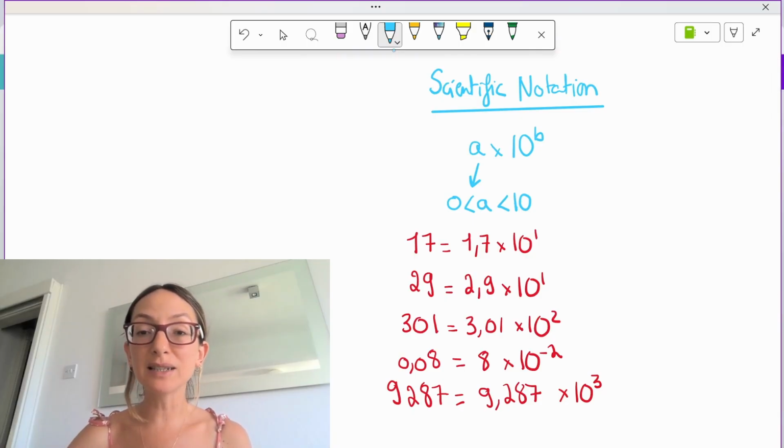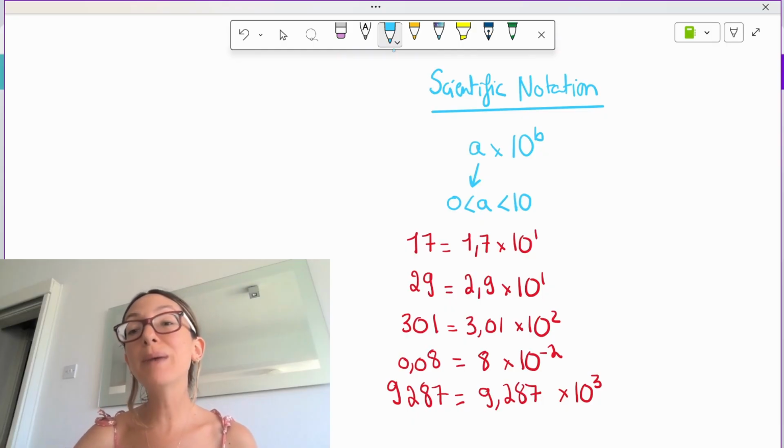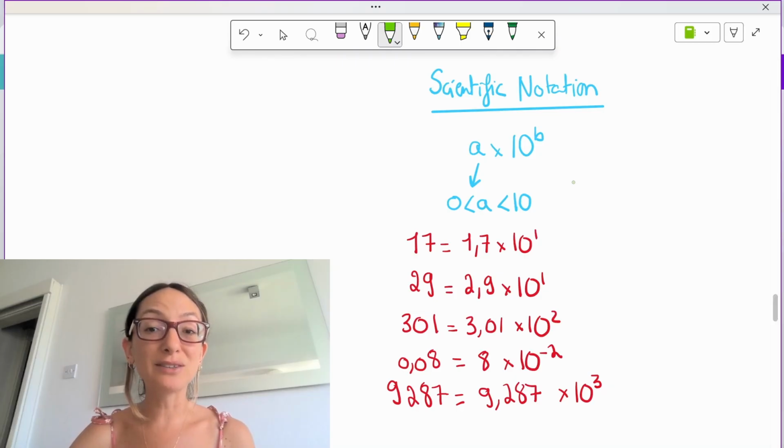So 17 is of order 10 to the power of 1. Now 301 is of order 10 to the power of 2. So this notation allows us to look at the number in terms of how big it is in terms of powers of 10. Now this concept relates directly to logarithms.